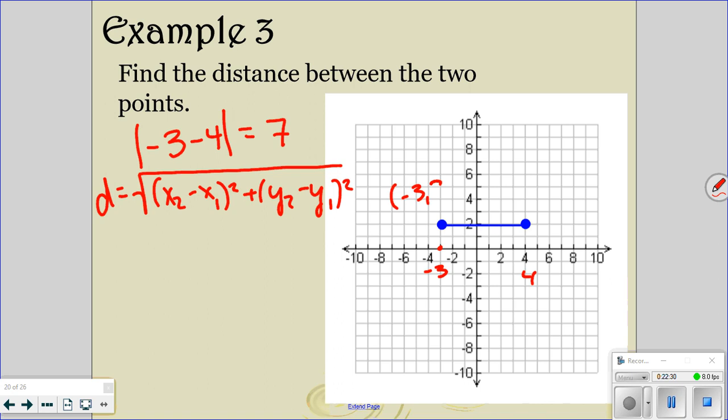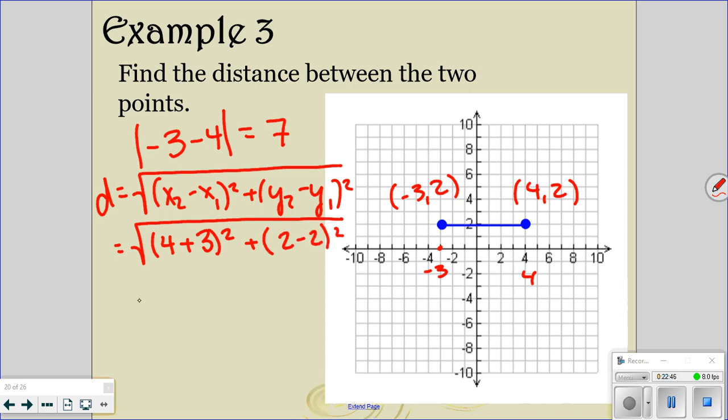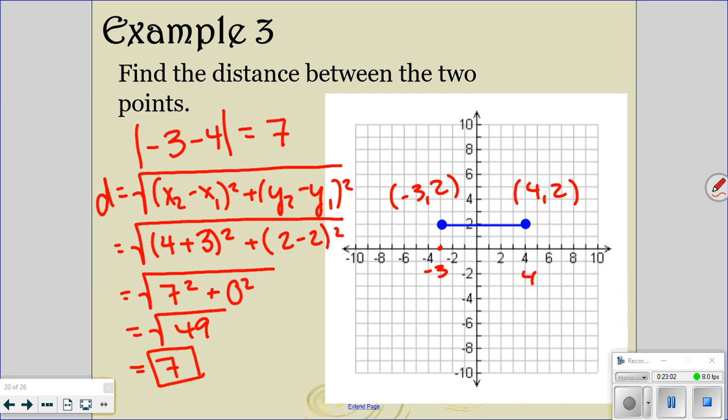So this point is -3, 2, and this point is 4, 2. So when you plug it in, your x values, you're going to have 4 minus a -3, so that's 4 plus 3. And then you're going to have 2 minus 2. So 4 plus 3 is 7. 2 minus 2 is 0. So that's 49 plus 0, which we don't have to write, and the square root of that is just 7. So if you want to use the distance formula, you can, but if you don't, you'll still get the same answer just by using the formula we use on a number line.